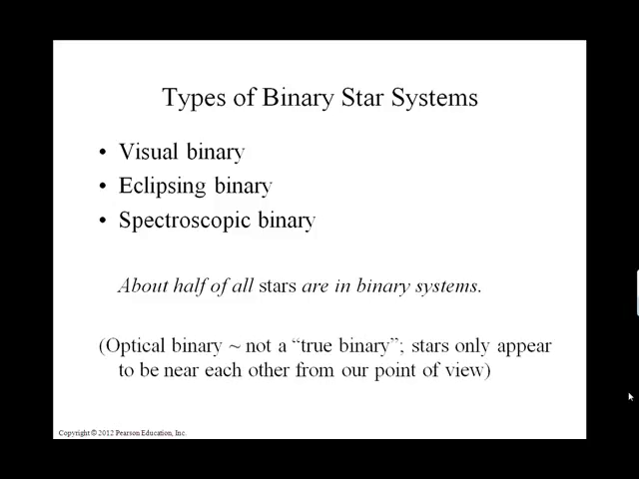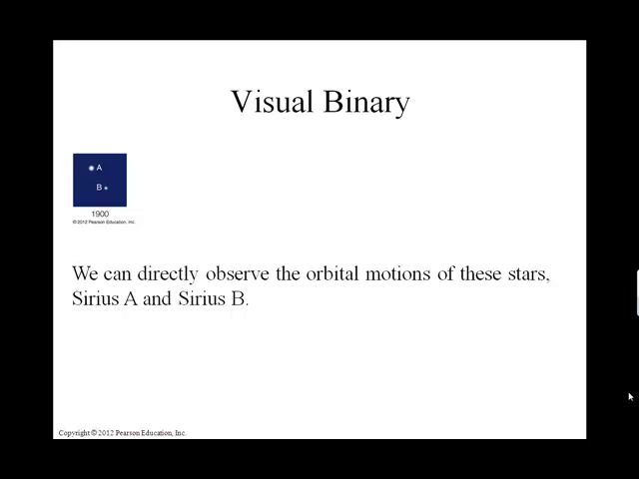Now there's this other type of pair of stars called an optical binary. An optical binary just looks like the stars are close from our vantage point, but they're really very far away. So with an optical binary, you could not get to the mass of these pairs of stars, because they're not gravitationally influencing each other. They just kind of look like they're near each other.